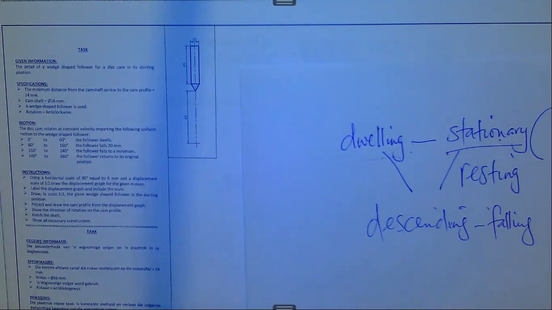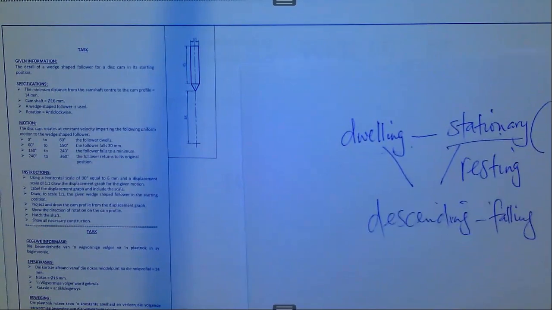Remember, it started from a dwelling position. It wasn't falling, it wasn't rising. It maintained that level. Then it began to fall. It fell twice, for 30 millimeters and then to the minimum. Then once it has reached the lowest point, it rises again.